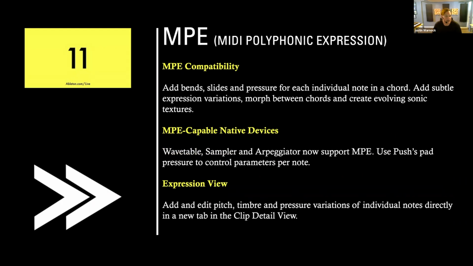Okay. And then another huge component of Live 11 is MPE, or multi-dimensional polyphonic expression. With MPE compatibility, basically all bends, slides, and pressure from each individual note in a chord add subtle expression variations, morph between chords, and create evolving sonic textures. If you're familiar with the company Roli, they've created these MPE playing devices, and it's basically a way to add crazy amounts of expression to your playing.